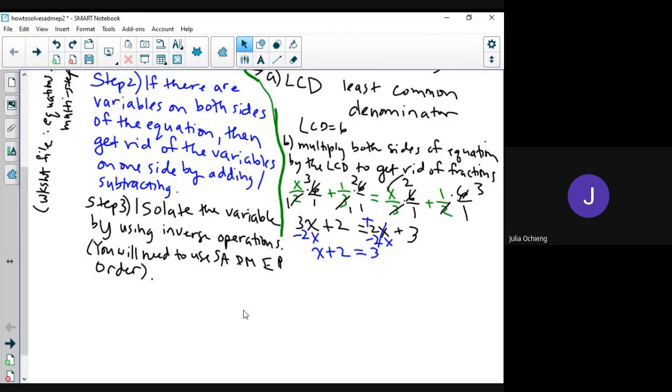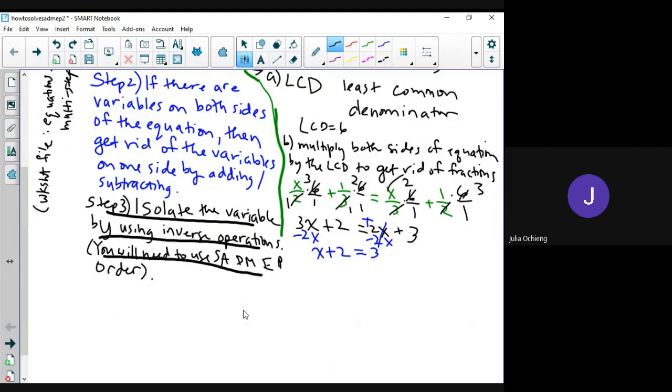Step 3, isolate the variable by using inverse operations. You will need to use SADMEP order. So this assumes that you've already reviewed and refreshed yourself on solving these equations. To isolate x, I have to get rid of plus 2. The opposite of plus 2 is minus 2. So x equals 1. There's my answer.